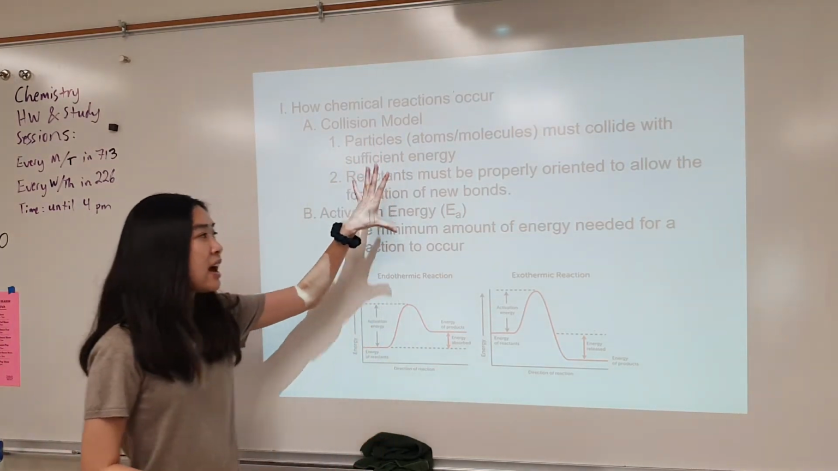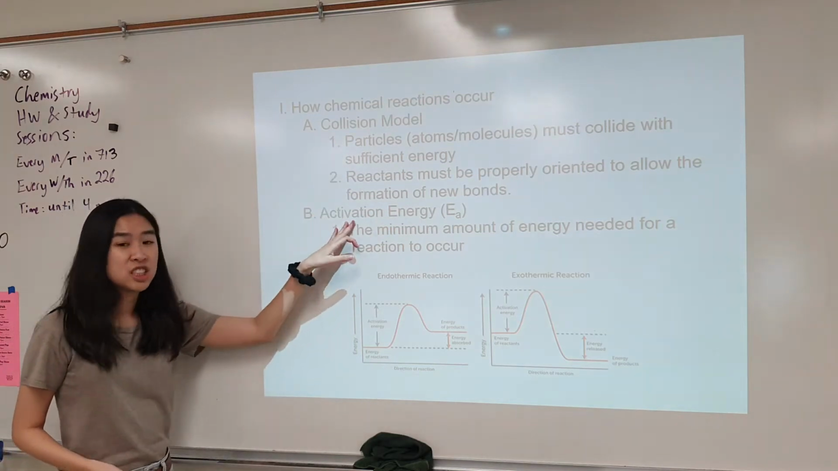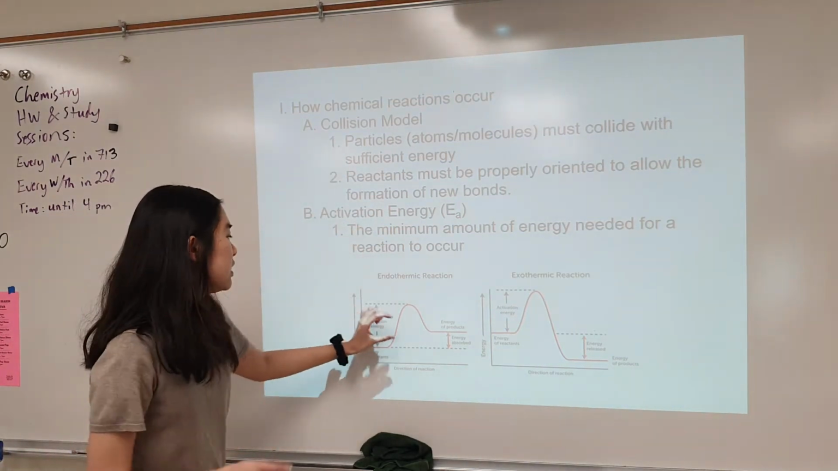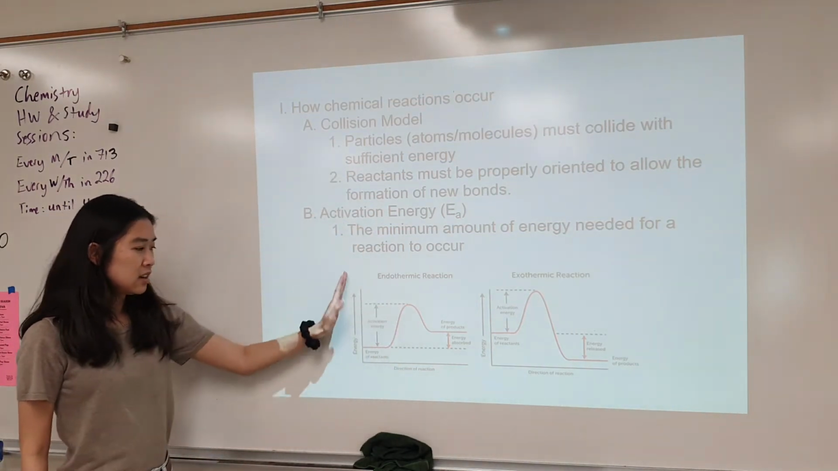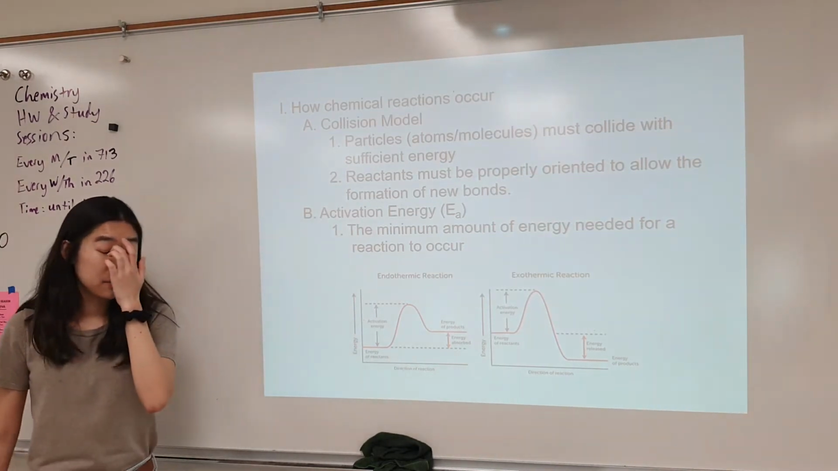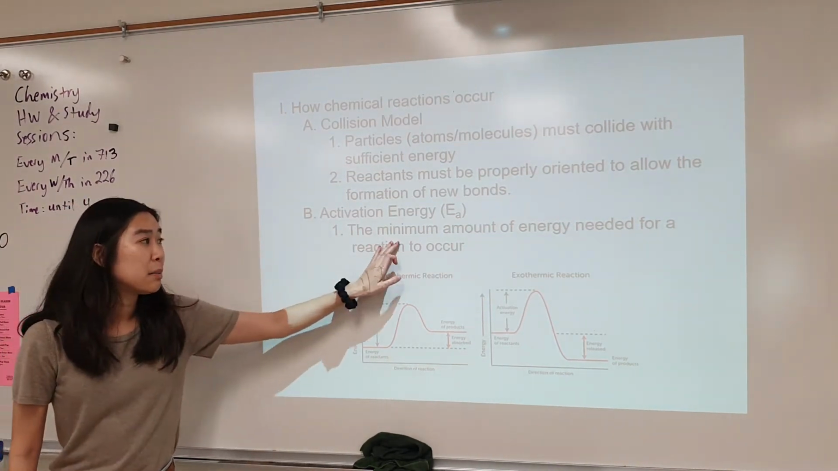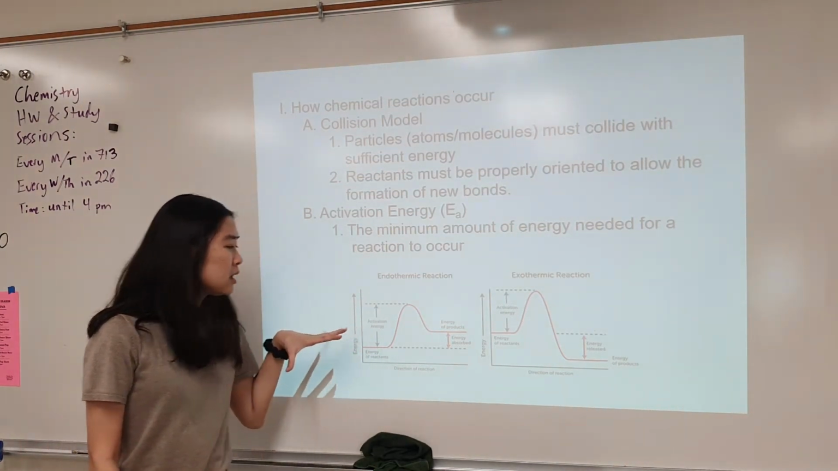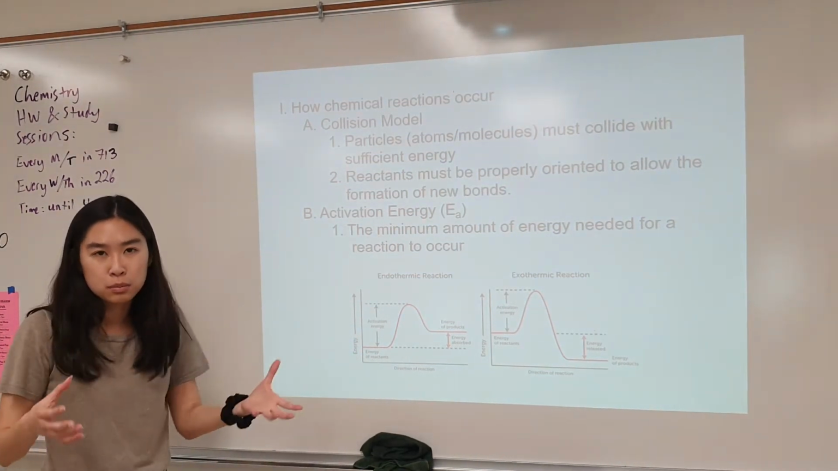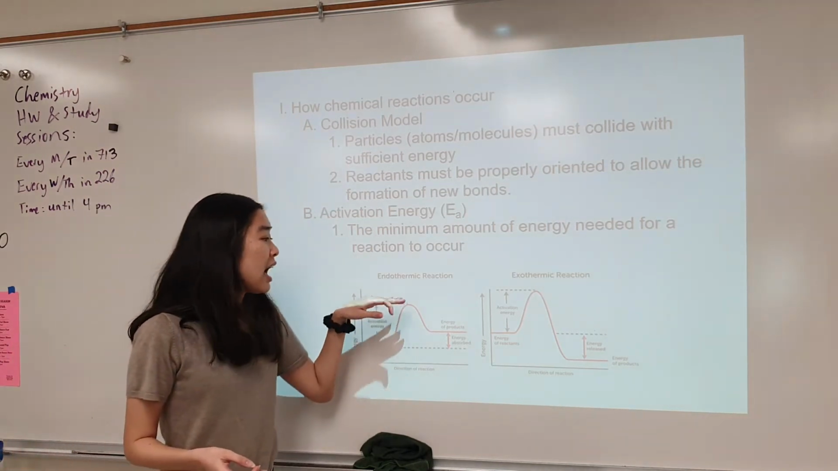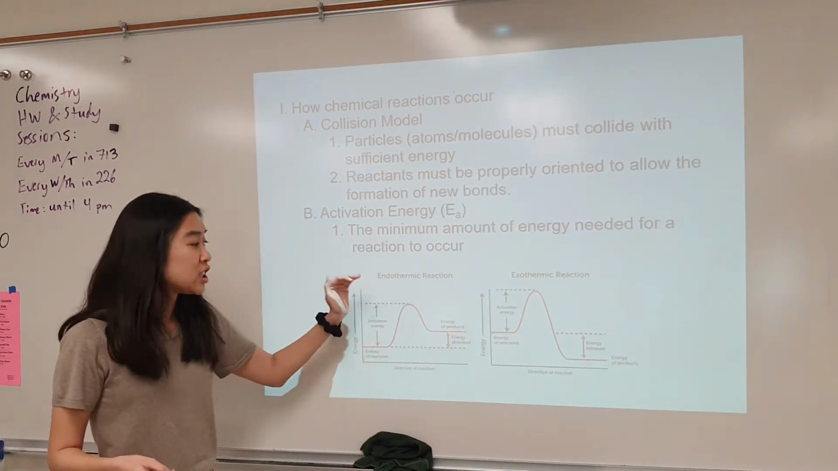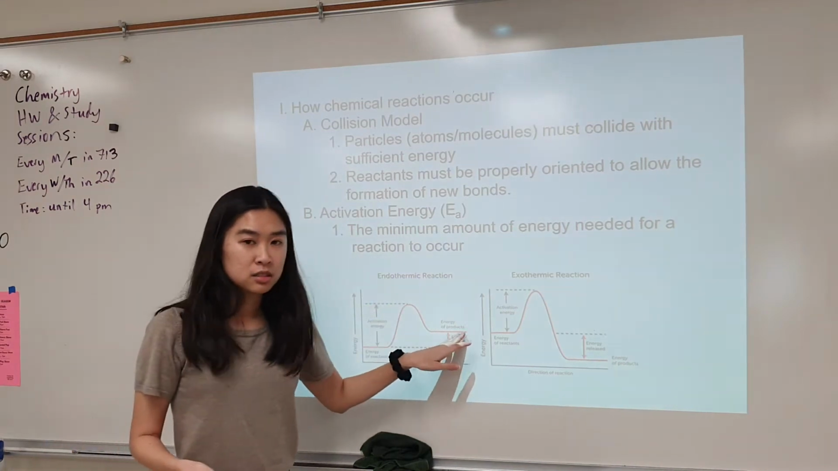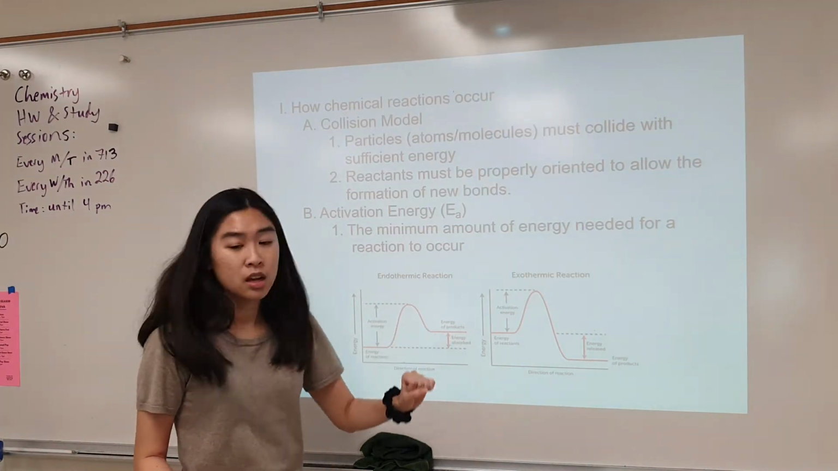And so because of that, we have something called the activation energy, which is kind of this hump in our graph that shows the minimum amount of energy needed for a reaction to happen. And so for a reaction to happen, the two or more reactants have to get to a specific energy level in order for the reaction to happen and the products to be made.